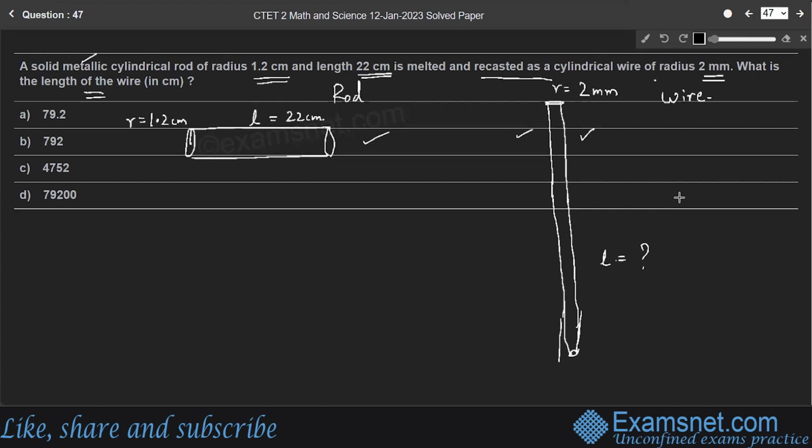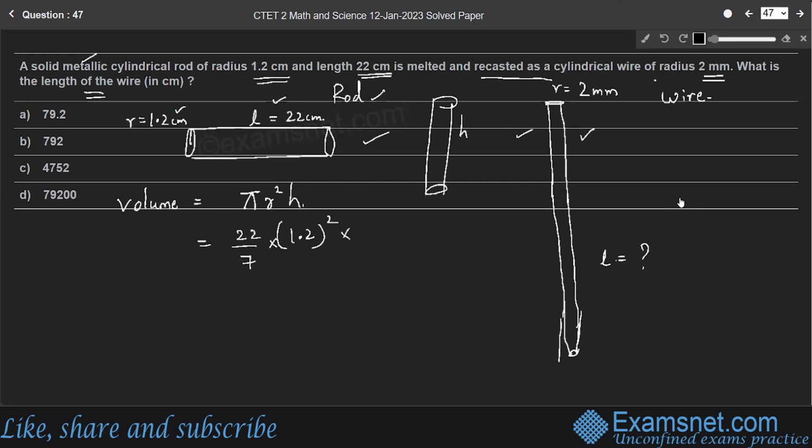So therefore, let us find volume of the cylindrical rod, right? So volume. So since it is a cylinder, volume of a cylinder is pi r square h. The formula says it is pi r square h, right? So pi is 22 by 7. Radius square, radius is 1.2 centimeter, it's a square, into height of the cylinder. Since it is a rod, you have to take length of the cylinder as its height. If the rod is kept like this, it becomes height. Right? Therefore, height of the cylinder is 22 centimeter, right?